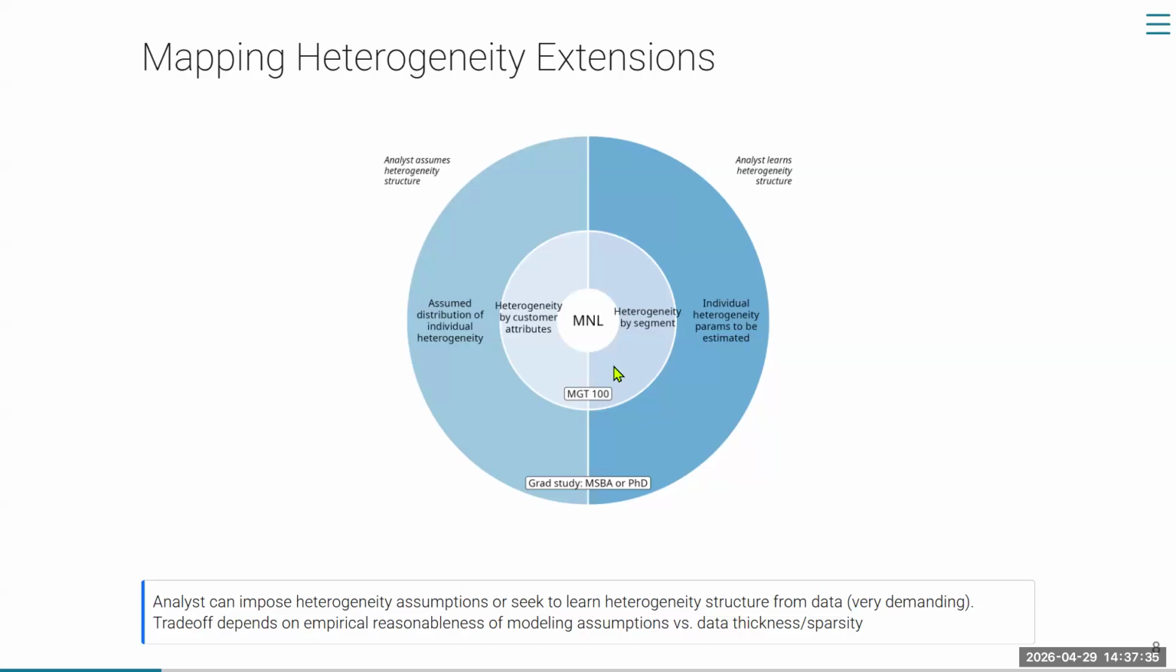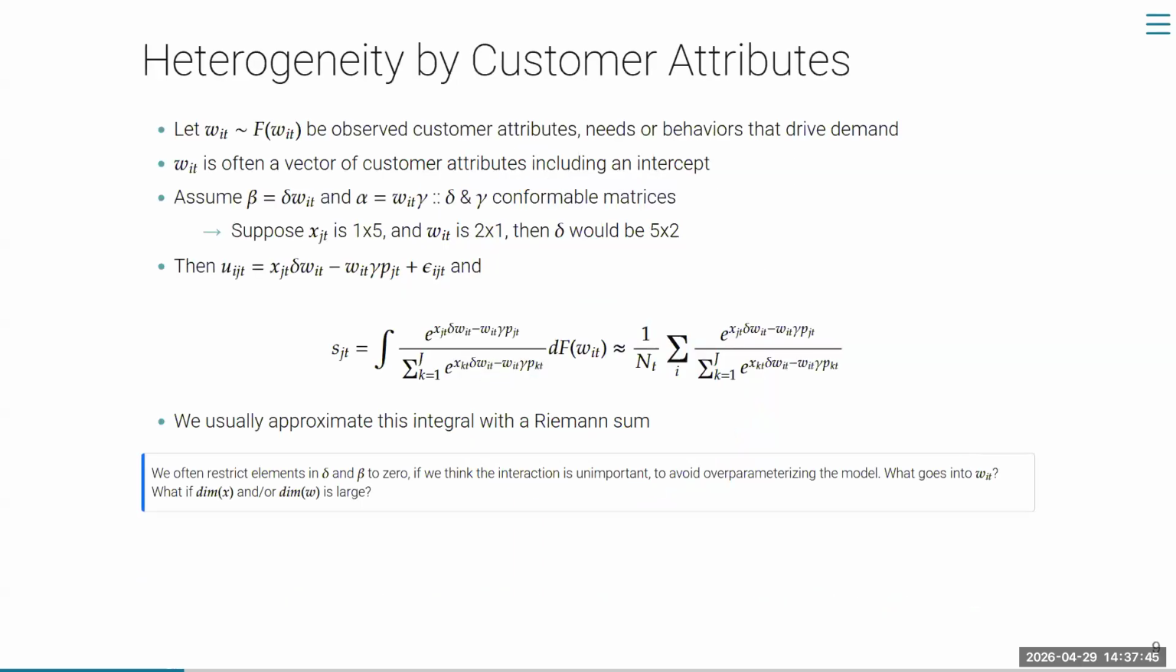So we'll go through this inner circle, and then we'll briefly talk about this outer circle, but that's only going to be 1 or 2 slides. So heterogeneity by customer attributes. We're going to represent a vector of customer attributes, W. It'll be specific to each person, and it may be specific to each choice occasion, or it may be constant across choice occasions within a person. And that's going to have distribution F, capital F.